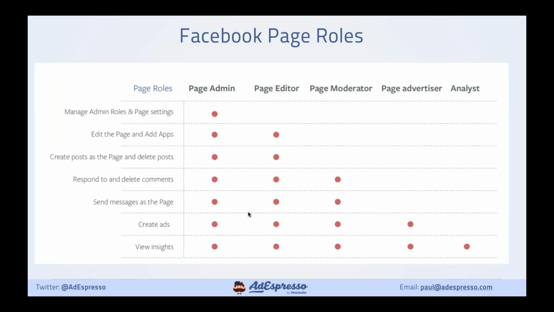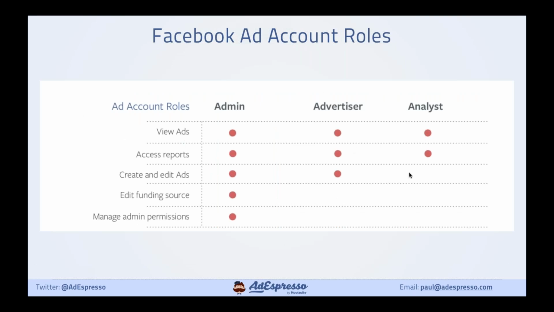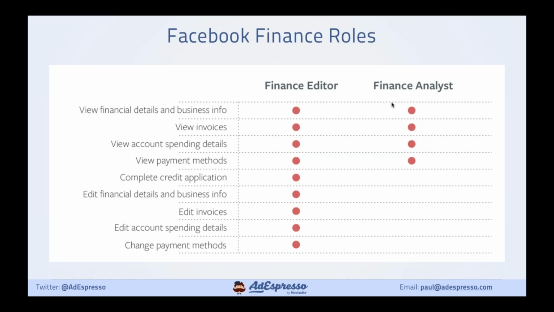So the main roles you can have are fairly straightforward. If you've got a Facebook page, within Business Manager there are 5 different levels. You've got an admin, which can do nearly anything; an editor, which can do most things but can't change the settings; a moderator, who isn't posting new posts but can respond to and delete comments; a page advertiser, which is what your Facebook advertisers are generally going to need, so they can create ads and view the insights; and then an analyst, for stakeholders in the business who just want to see what's going on. For the Facebook ad account, you just have 3 roles: full admin, advertiser, and the analyst role. And then finance roles, you've got the editor and the analyst. All pretty straightforward. These are all available in the Facebook help docs if you need to find any information.